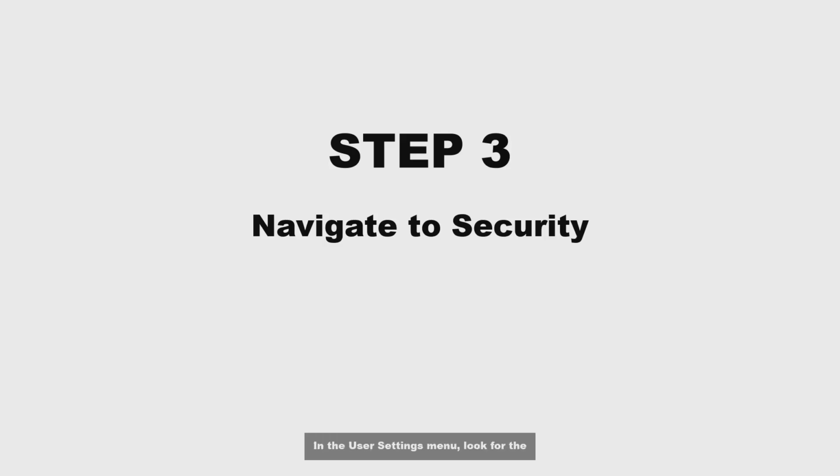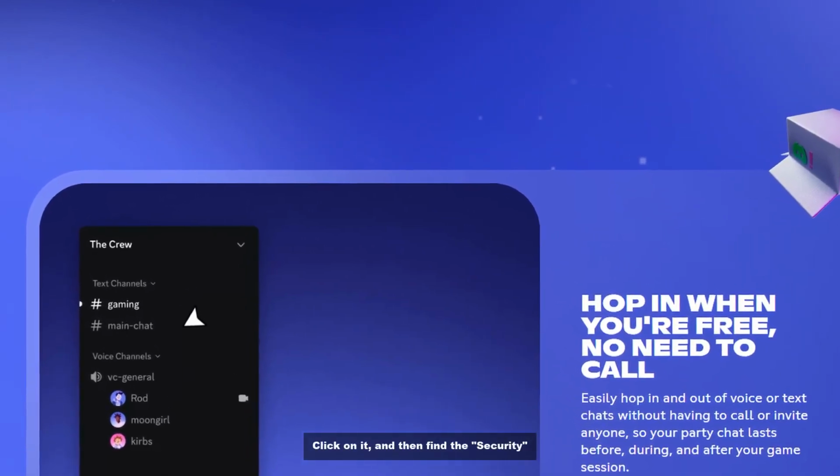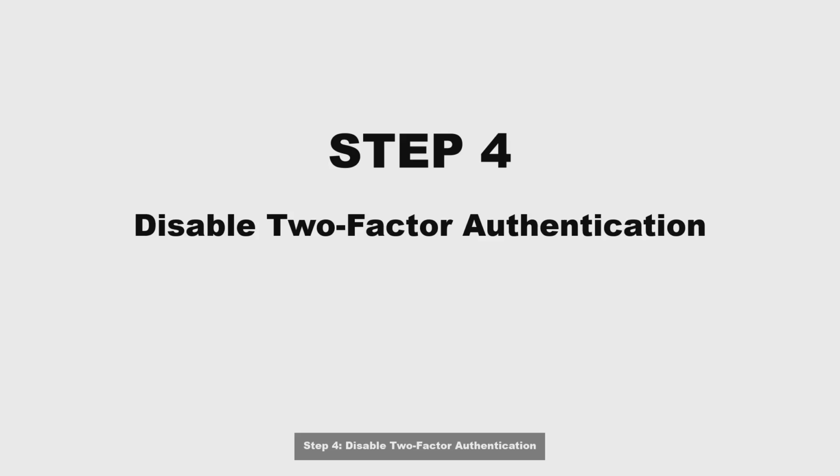Step 3. Navigate to Security. In the User Settings menu, look for the Privacy and Safety tab on the left sidebar. Click on it and then find the Security section.